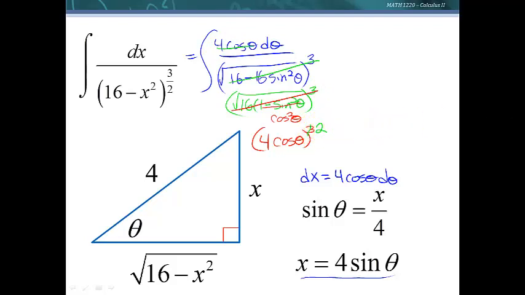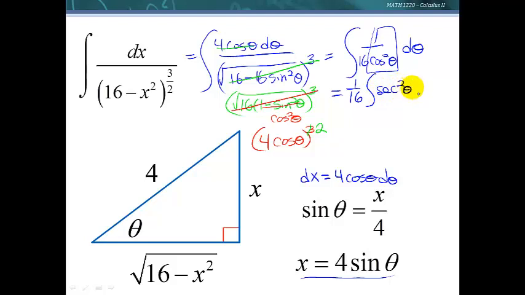So what do I have left? Well, I have 1 over 16 cosine squared theta d theta. But in looking at that, I can bring the 1/16 out in front, and 1 over cosine squared, well, that's just secant squared theta d theta.